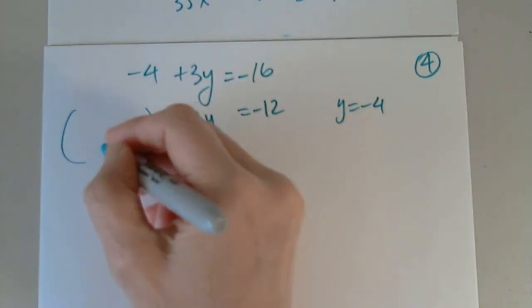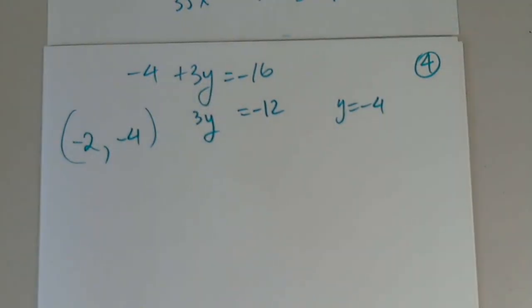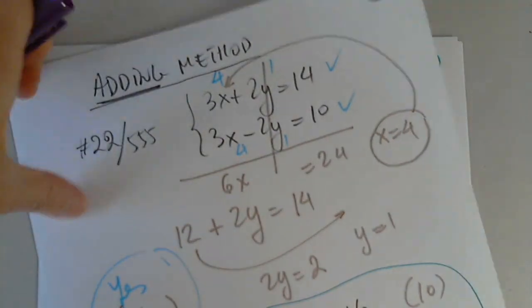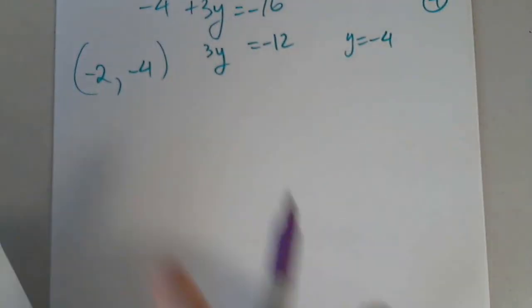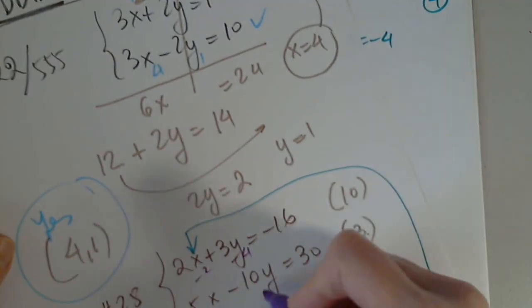We claim we don't know. We can easily make mistakes here. We don't know if this is true, but it will only take me 30 seconds to check. So x is negative 2, y is negative 4.